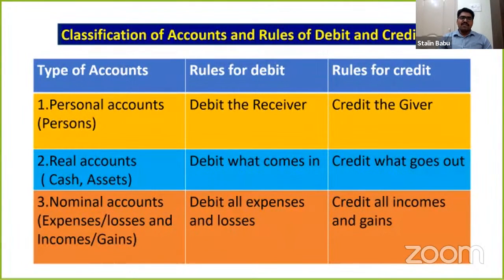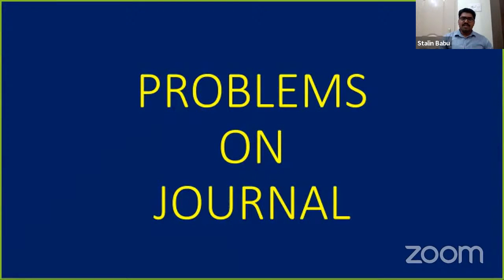If you are perfect in the classification of accounts and the rules of debit and credit, it is very easy to solve the problems in journal entry. The entire accounts subject depends on this classification of accounts and rules of debit and credit. So give more importance to this table and go through it thoroughly. Then it is very useful to solve the problems. Let us move to problems. Previously we solved two problems on the journal. In today's session, we are going to solve two more questions on the journal.